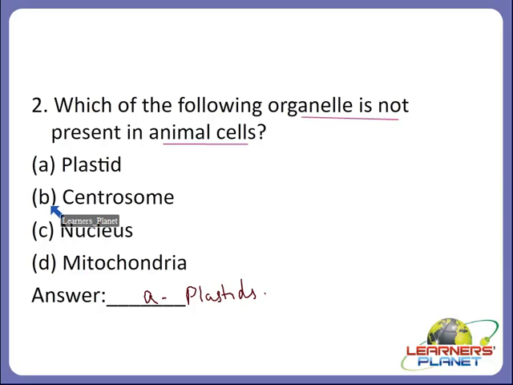So if they are heterotrophic, that means they obtain their food from other organisms. And why is it so? Because they do not have special organelles which can help them to synthesize their own food. And which organelle helps in the synthesis of food? It is plastid. Hence, the correct answer for this question is A, that is plastid.